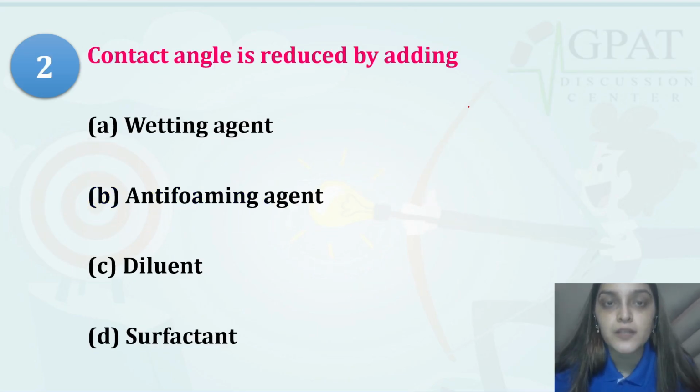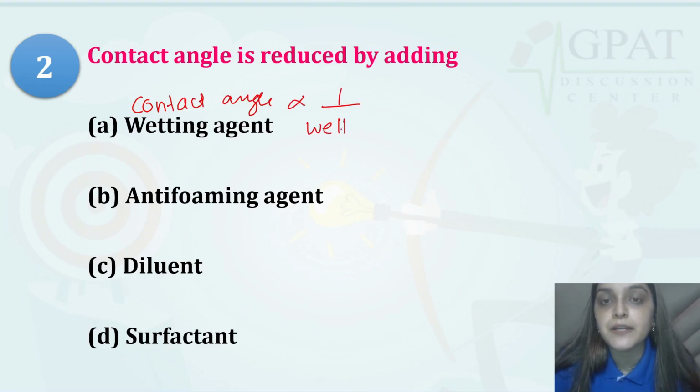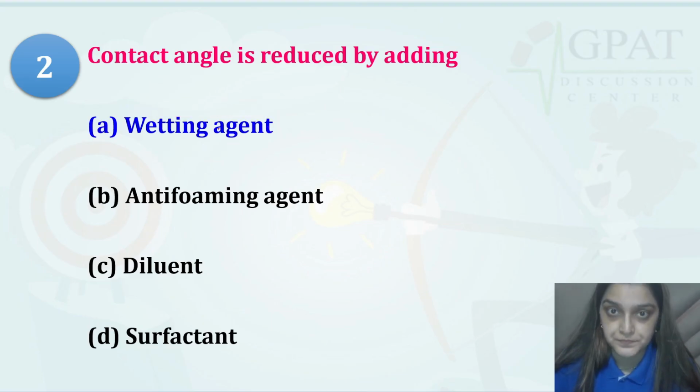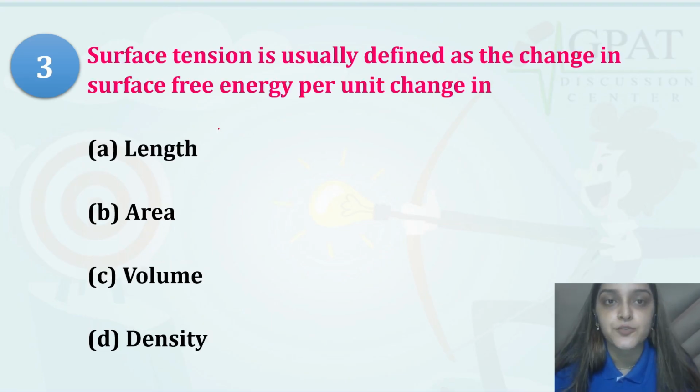Moving on. Contact angle is reduced by. Whenever we study contact angle, it is very simple to say that contact angle is inversely proportional to the wettability. So the contact angle will be reduced by the wetting agent. The more the contact angle, the poorer the wettability; the lesser the contact angle, the more the wettability. Next question.